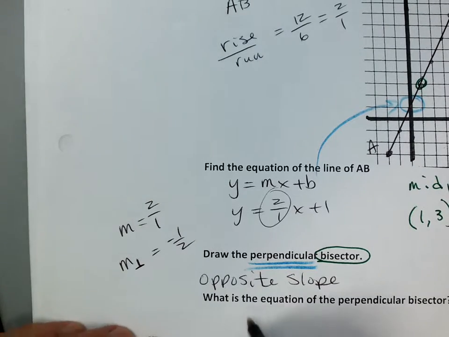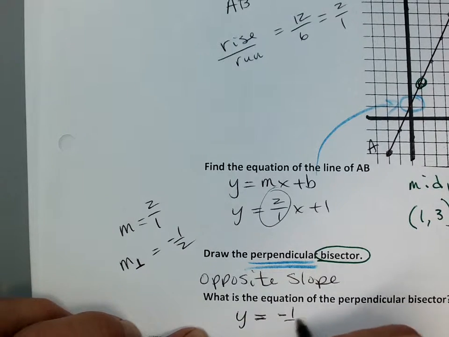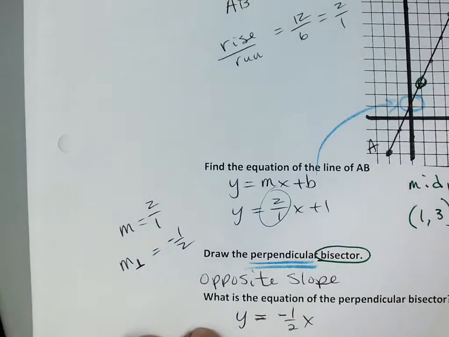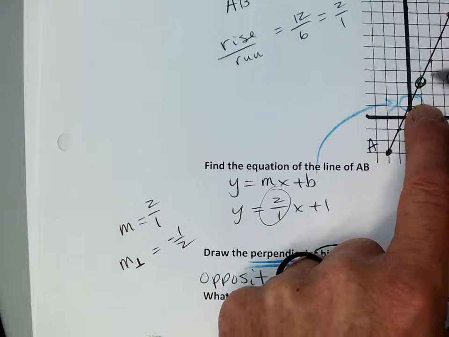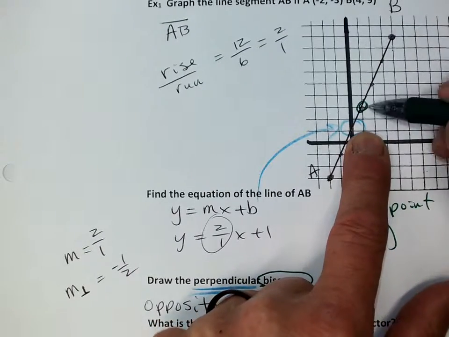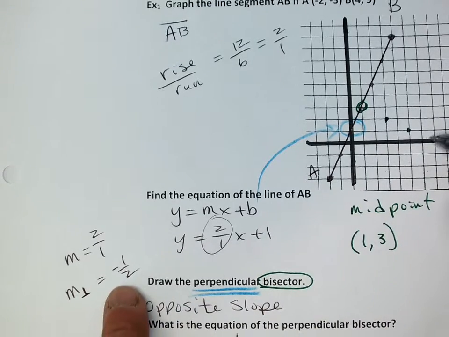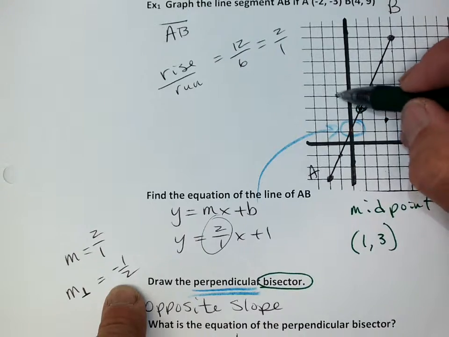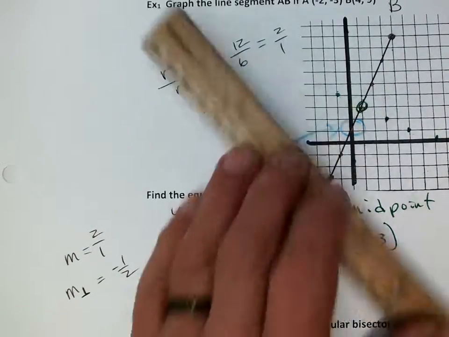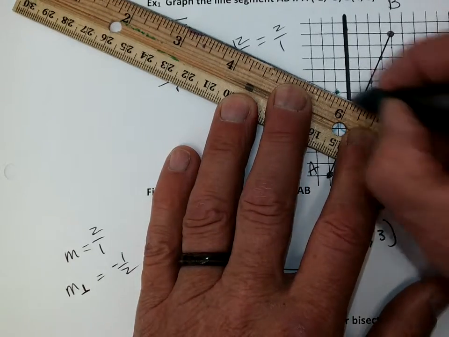So I know I'm going to have y equals negative 1 over 2x. Now, I need the y-intercept. Well, let's take a journey. I'm going to go down 1 over 2, because that's my new slope. Down 1 over 2, or up 1, back 2. The line I'm looking for is this green line. Draw it in. Okay, there's my green line.